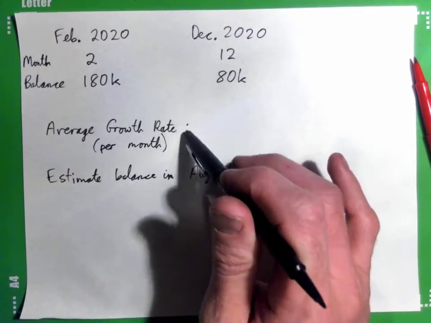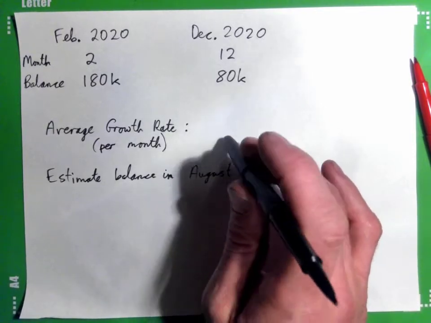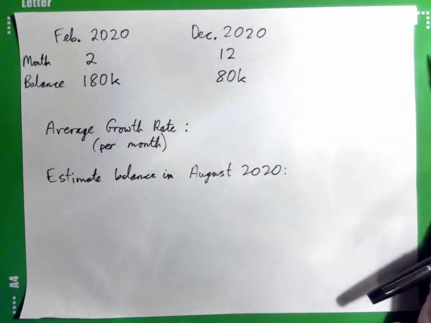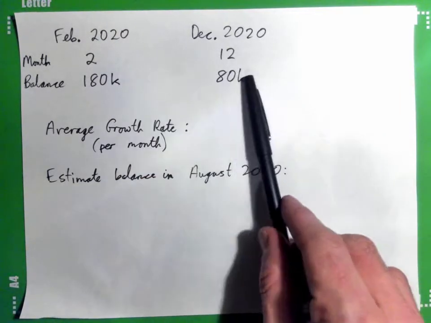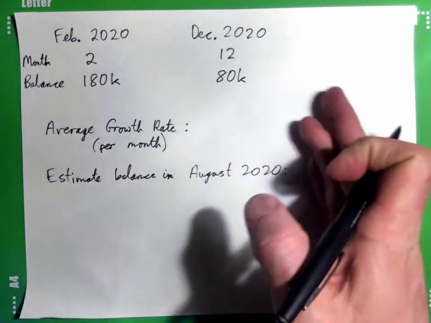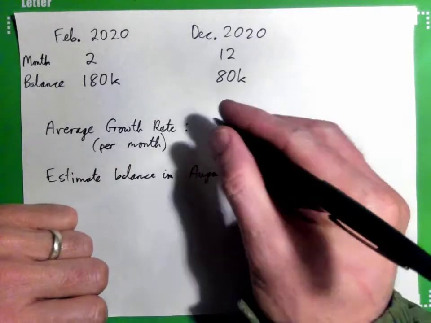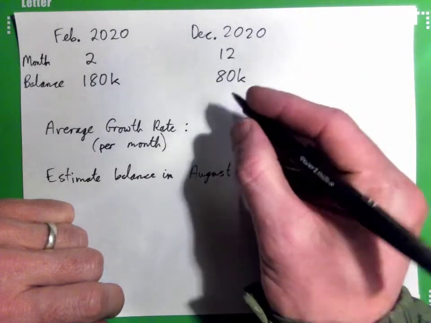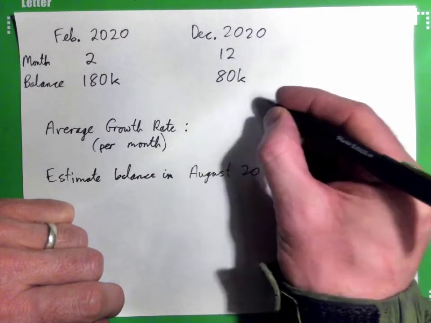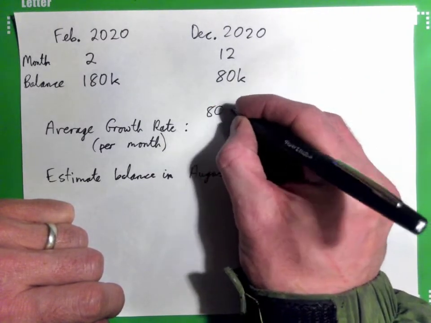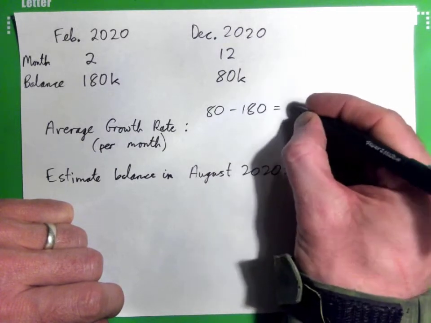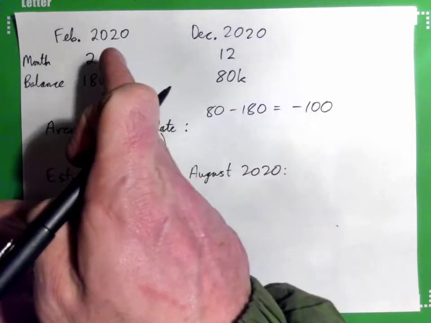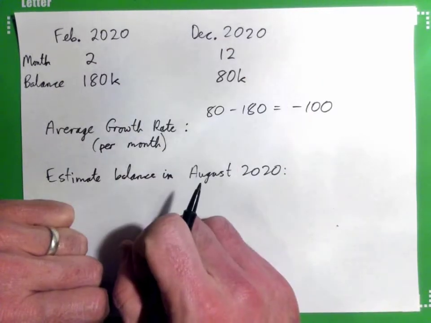So if you're watching this from home, just press pause on the video and try to figure it out. I hope you've tried it yourself. The average growth rate, first of all, we get the overall change, right? The overall change is we went from 180 down to 80. So you can go, 80 minus 180 is negative 100. So we lost $100,000 from the second month to the 12th month.